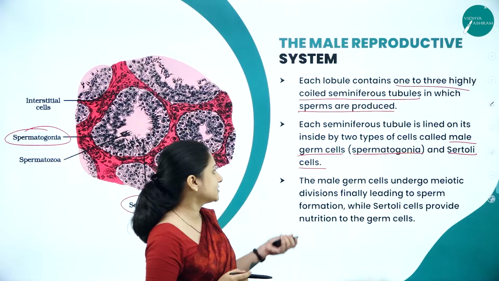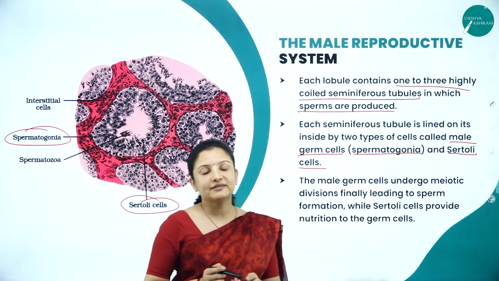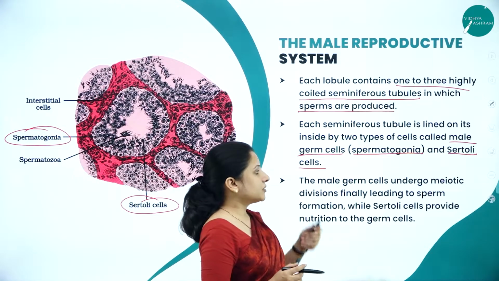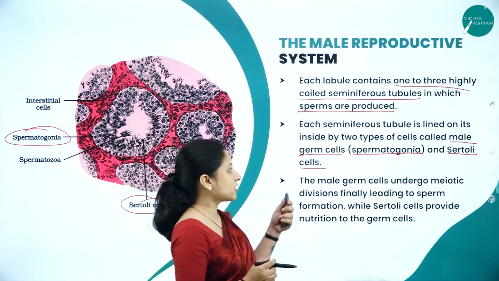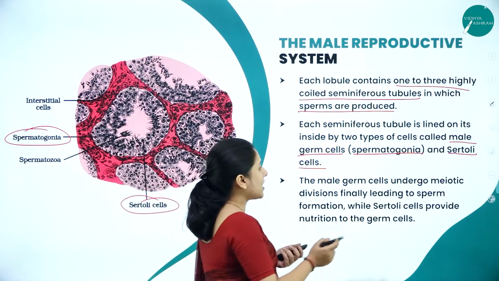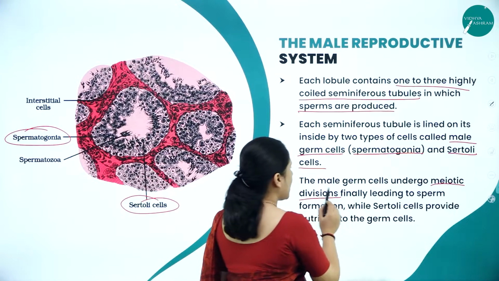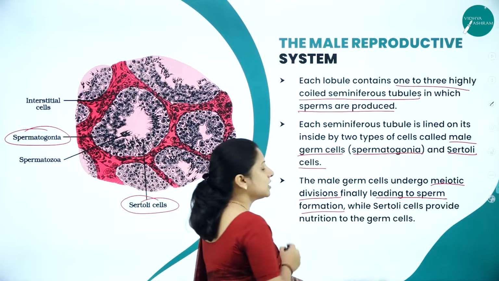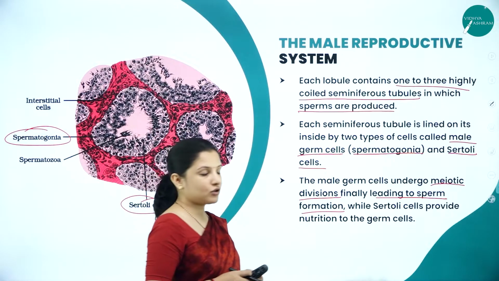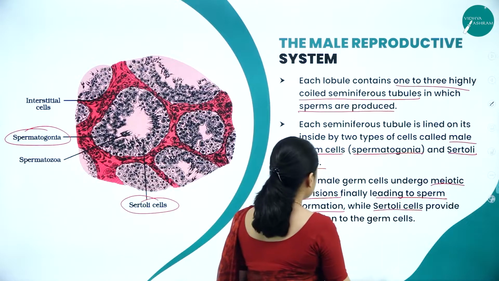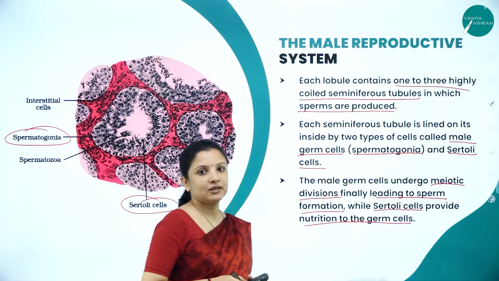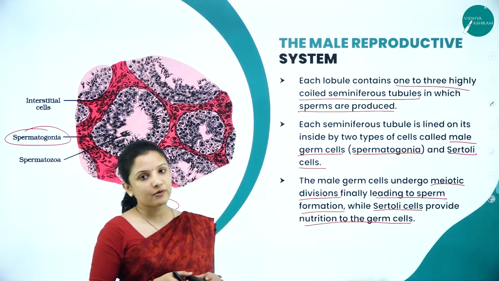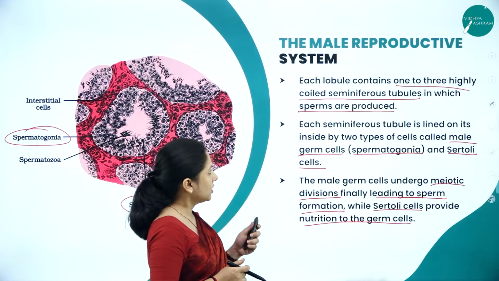So spermatogonia are called the male germ cells because they are the ones that will produce the sperms. These male germ cells, the spermatogonia, undergo meiotic division, leading to the formation of sperms, whereas the Sertoli cells that are also there provide nutrition to the germ cells. So this is about the testis. What is there inside the testis? What was the shape of the testis? All that we came to know now.